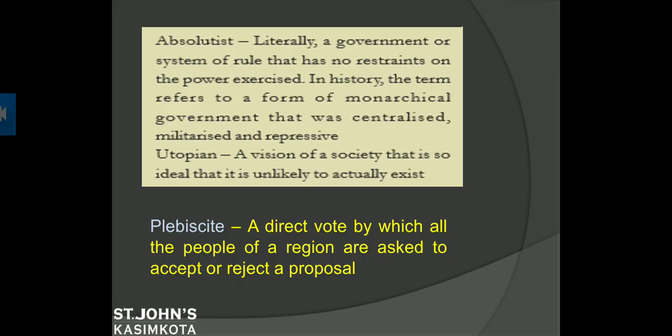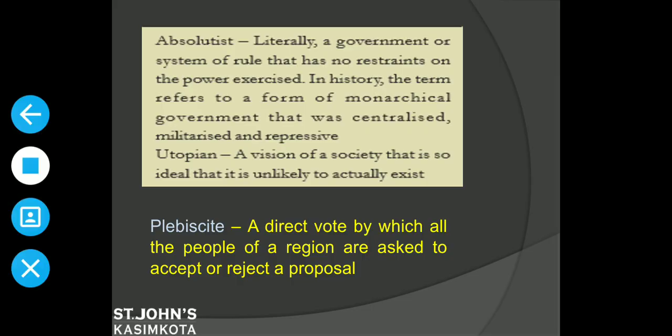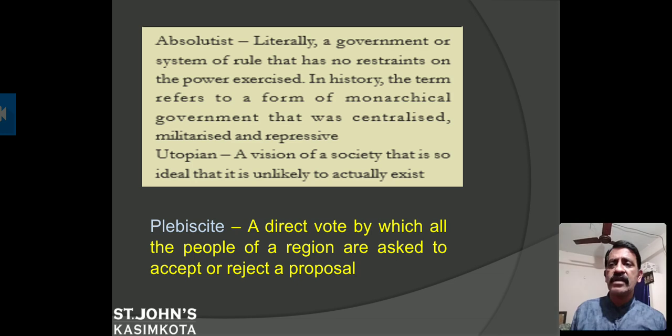Absolutist. So what is this? You have to write down, children, jot down. Absolutist: literally a government or system of rule that has no restraints on the power exercised. In history, this term refers to a form of monarchical government that was centralized, militarized and repressive. These are there in your textbook. You can still write down.